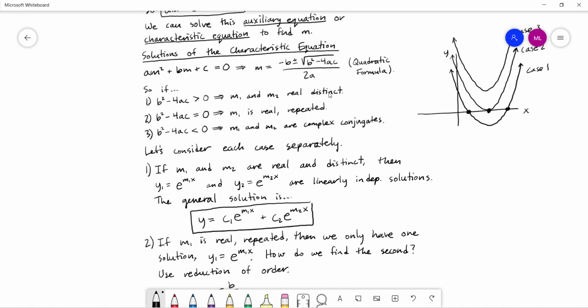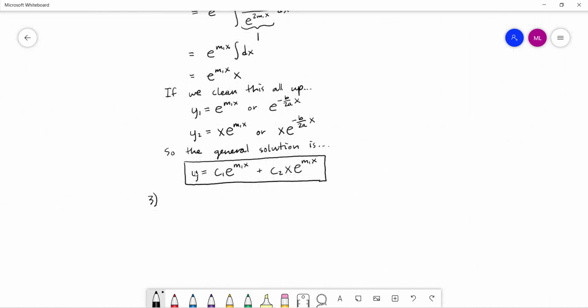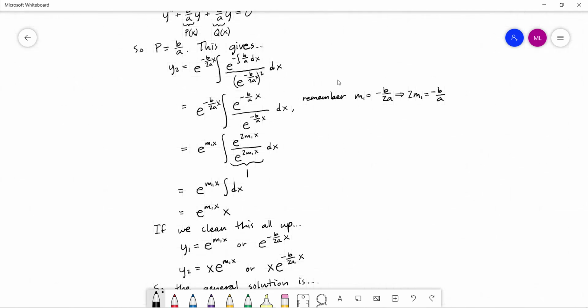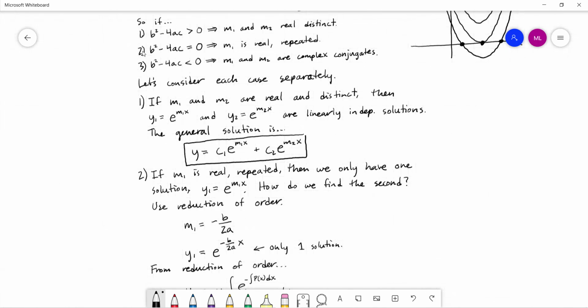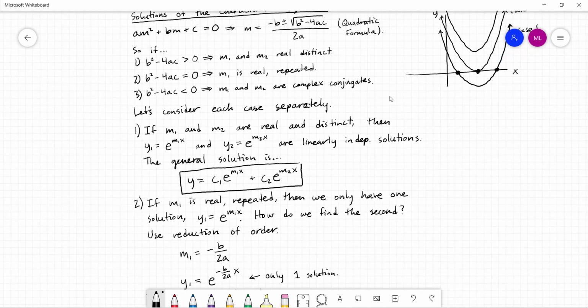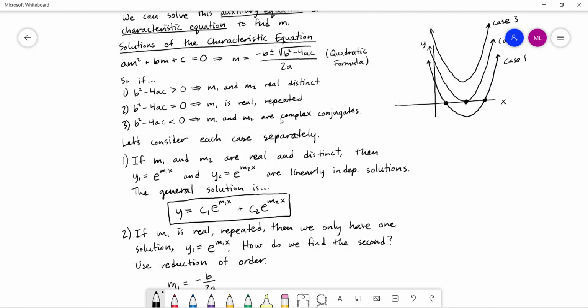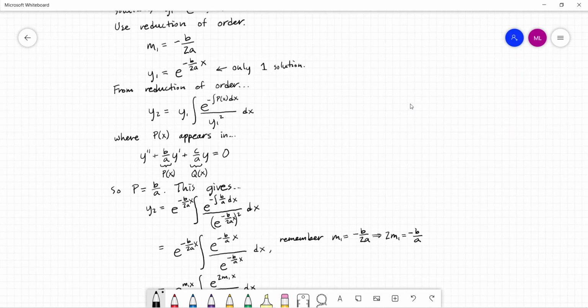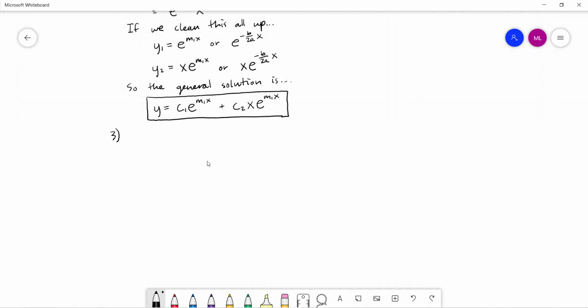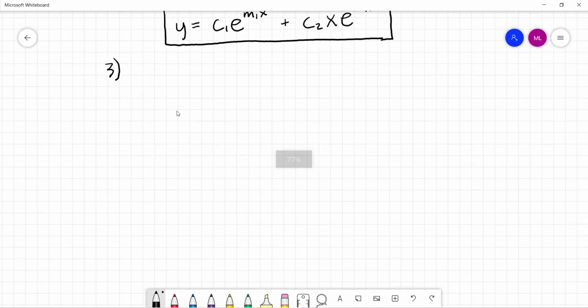M1 and M2 real distinct roots led to this solution. If M1 was a real but repeated root, that leads to this solution, and you can basically jump straight here. You don't have to go through all the work. You know that the equation will take this particular form. And then our third case we're about to do is if b squared minus 4ac is negative, and so we wind up getting 2 complex conjugate roots. So they are going to be complex numbers. They'll have a real part and an imaginary part. So let's come back to case 3 and do that case in some detail now.